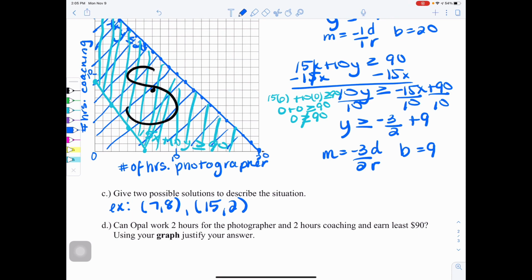Now, why don't you try to find another solution or two just to make sure you're comfortable with it? And we've talked about this before. If it's a solid line, you can technically pick a point on that solid line for counting.